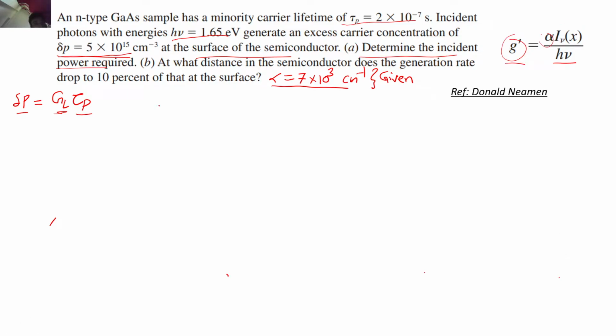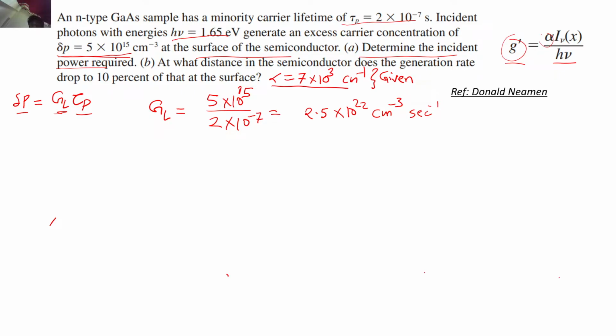So now let's calculate. What is G_L? G_L will be Δp, which is 5 × 10^15, divided by τp. So τp is 2 × 10^-7, right? So the value of G_L that you will get is around 2.5 × 10^22 cm^-3 s^-1. So this is the value of G_L that we have.